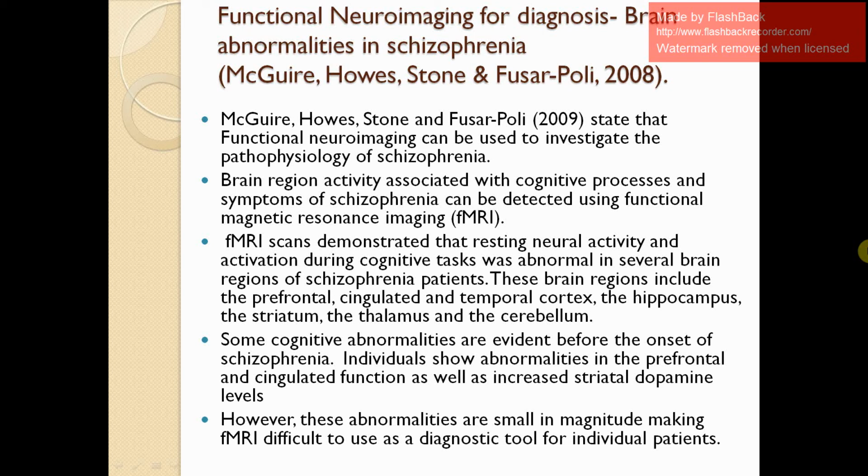and the cerebellum. Some cognitive abnormalities are evident before the onset of schizophrenia. Individuals show abnormalities in the prefrontal and cingulate function, as well as increased striatal dopamine levels. However, these abnormalities are small in magnitude, making fMRI difficult to use as a diagnostic tool for individual patients.